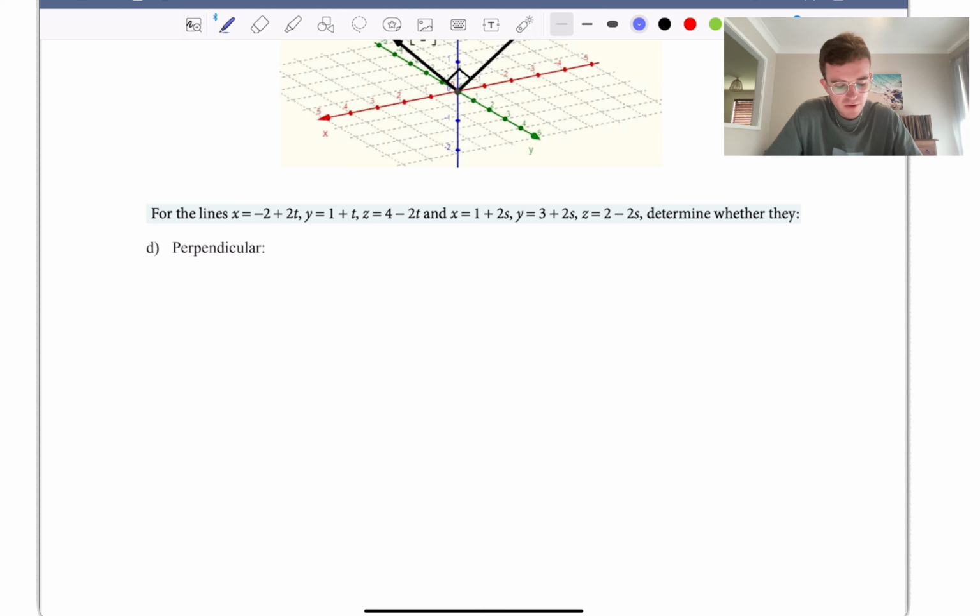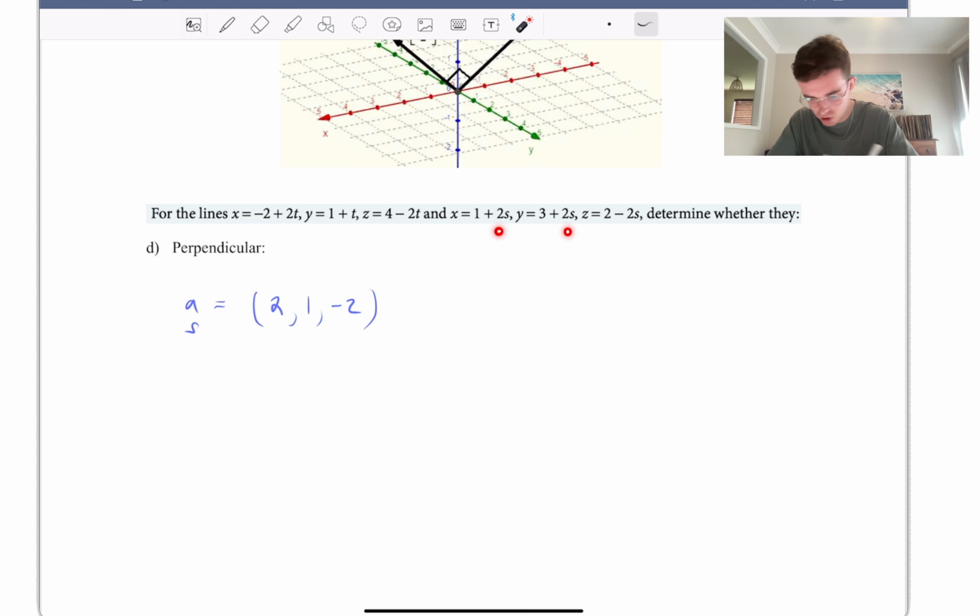Why don't we figure out what the direction of these vectors could be? Well, these are the directions 2, 1, and minus 2. So let's say A is the direction vector of the first line, and it's 2, 1, minus 2. So we'll set t to be 1. At the same time, it's going to be 2, 2, minus 2 is going to be the direction vector in the other vector.